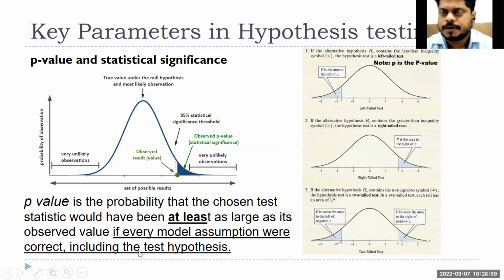Why I have underlined it has a meaning. I'll come back to that later on. But this looks like a very historic, very strange, or very difficult statement. Let us try to understand it simply. If my null hypothesis is true, and I have collected data correctly, I have a robust design, I have taken a random sample, every assumption is true, and my null hypothesis is true, right? Then p-value is the probability that the chosen test statistic would be at least as large as the observed value, whatever value I am collecting, right?